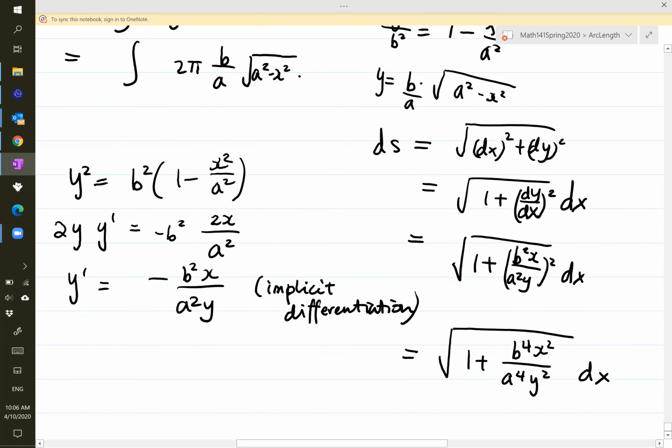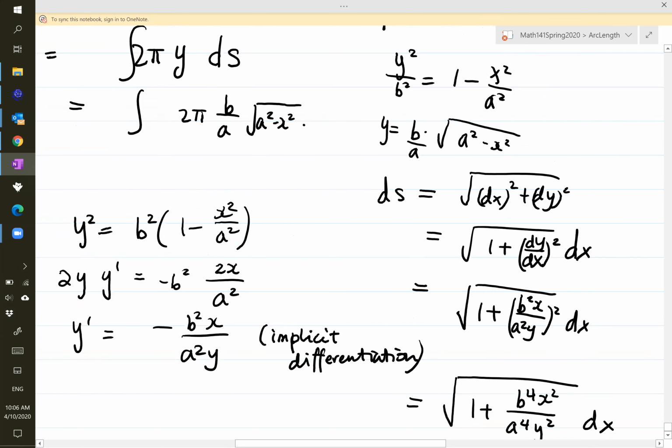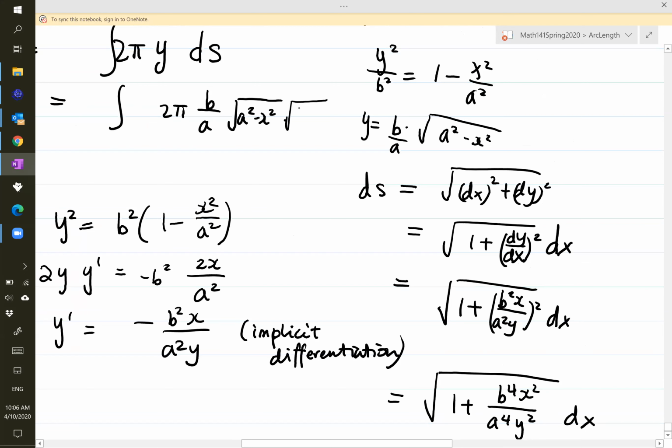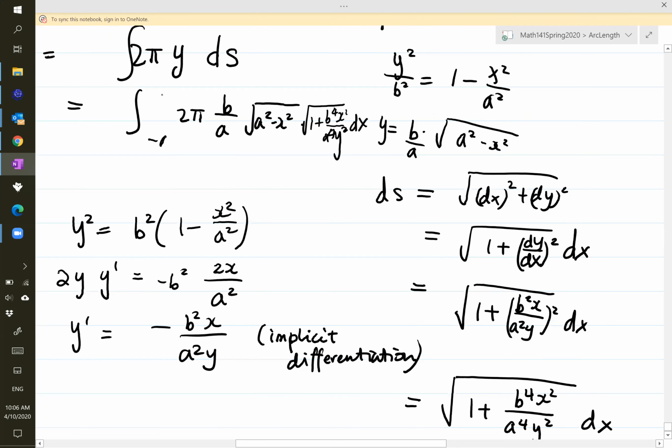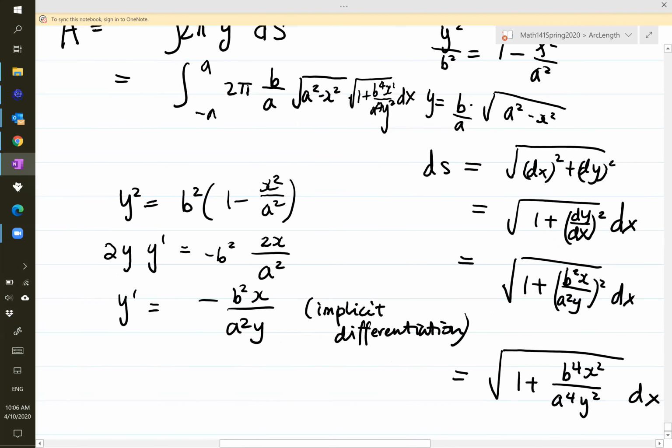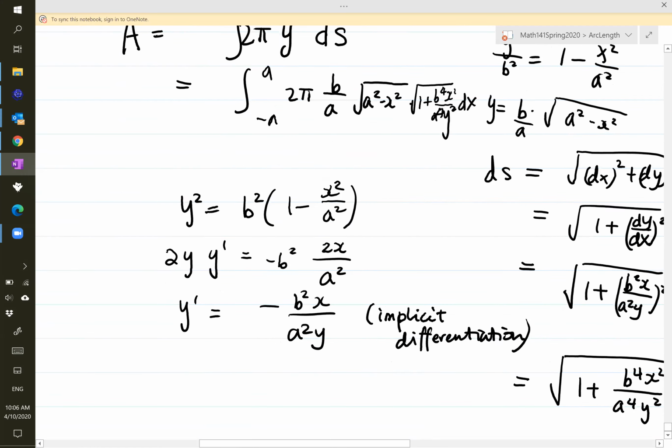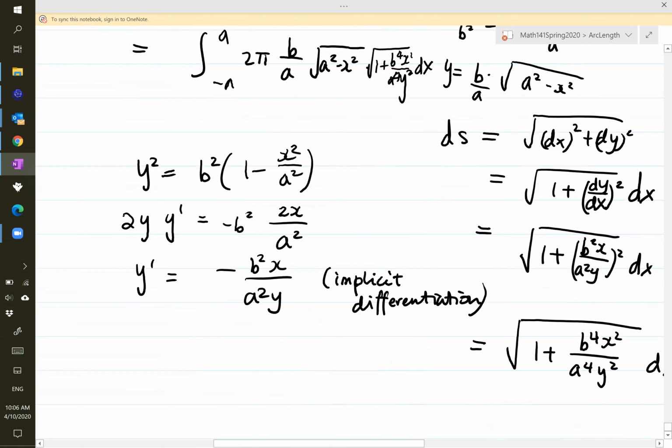Okay, so finally we substitute it back here. So this is the square root of y plus b power 4 x squared over a power 4 y squared dx, where x is from negative a to a. Okay, so finally we need to evaluate the integral from negative a to a, 2 pi.